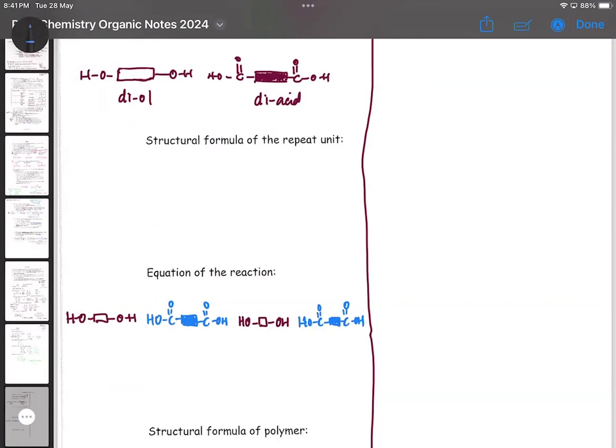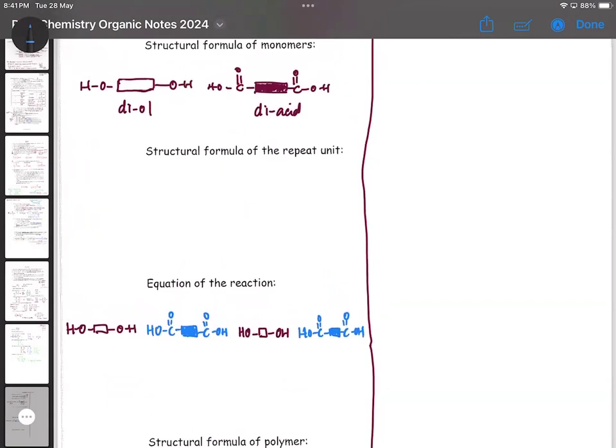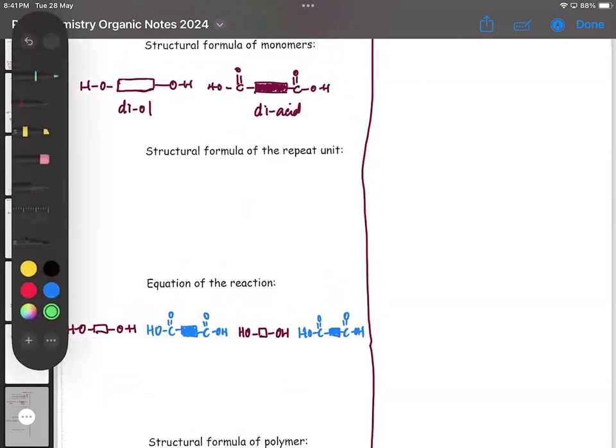So how does it work when they react together? As we mentioned, the alcohol group with the OH will drop the hydrogen. The one with the acid group will drop the OH. Same thing, all this in green that we underline will be dropped off to form a molecule of water. So at the end of the day, you get this structure. Where they drop, they will bond together.